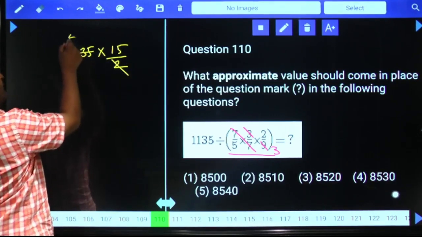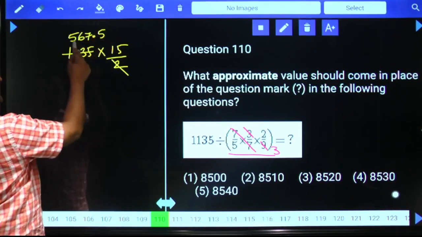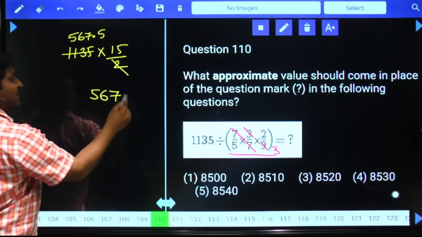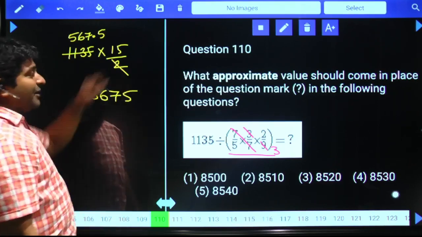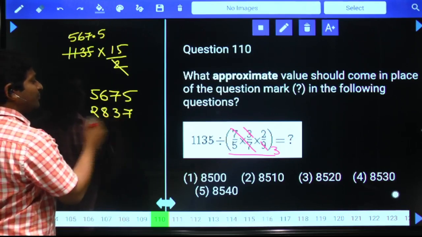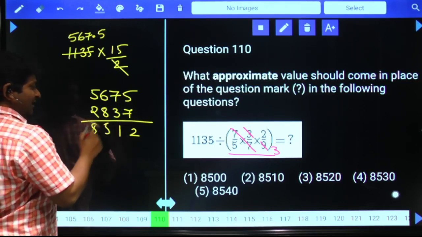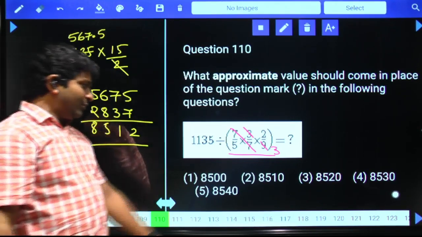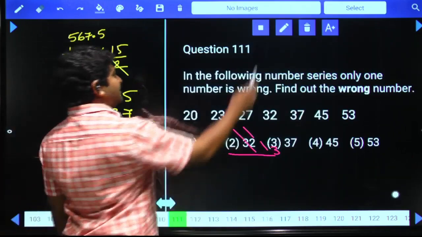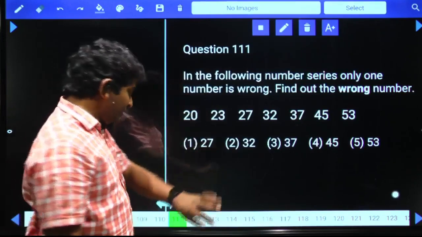2, 5 times, 6 times, 7 times, 0.5. This number multiplied by 15. 10 times of this number is equal to 5, 6, 7, 5. And again 5 more times. 5 more times in the sense exactly half of this number, that is 2837 point something. 2, 1, 5 and then 8. 8512. 8512 approximate 8510. Second option. Now these are all wrong number series. Wrong number series must be given the last priority. Do remember.